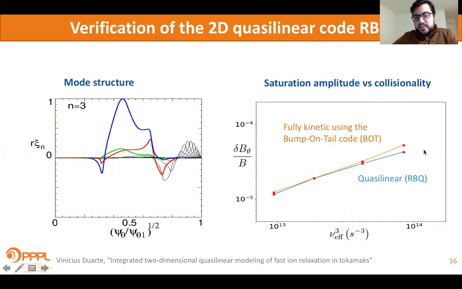So across one order of magnitude, we see that it's very similar. As expected, it's not the same, but it's quite similar, and especially this small disagreement here is related to mode structure effects. The horizontal axis is the effective collisionality that the energetic particles feel.